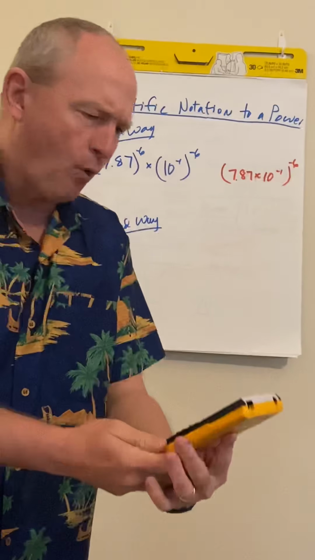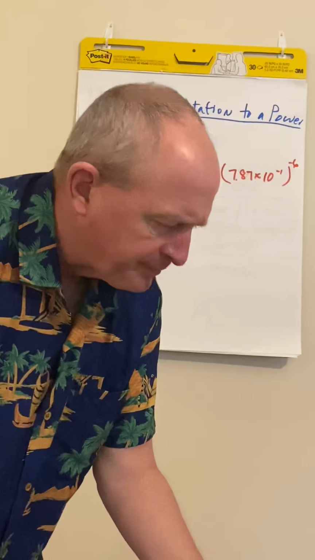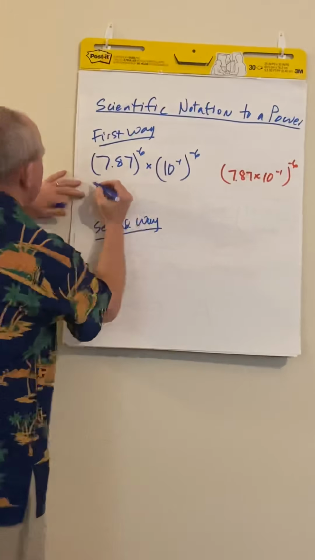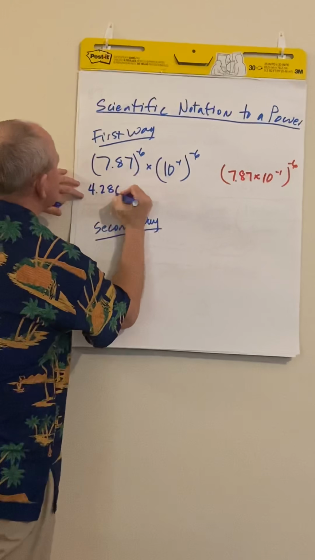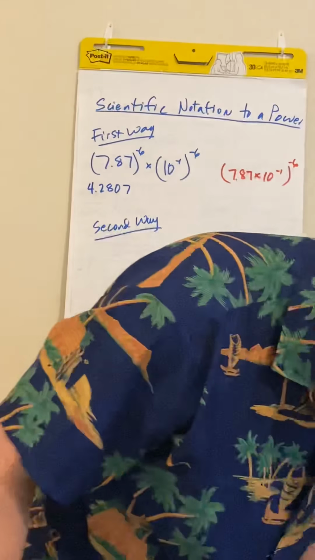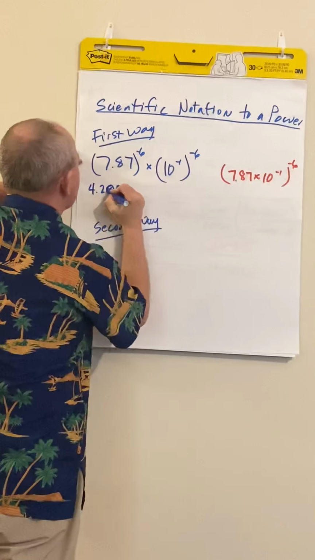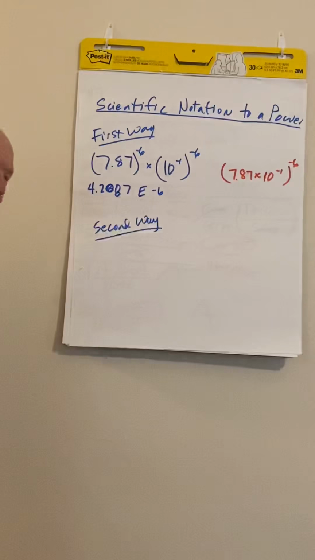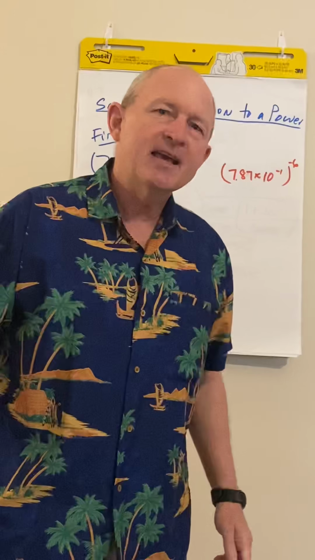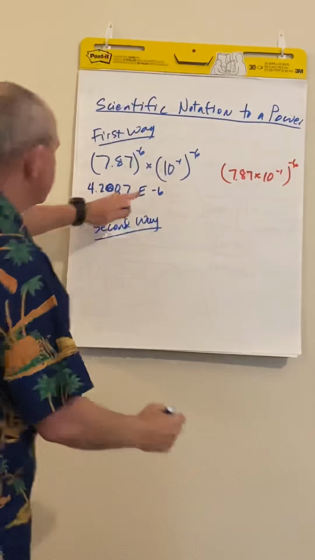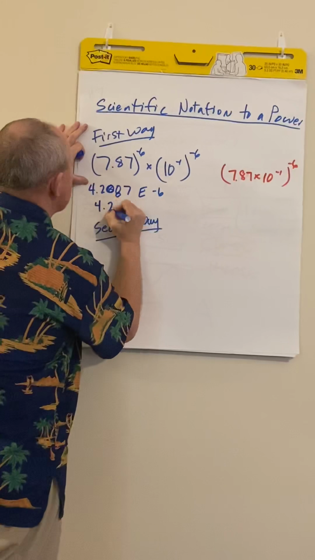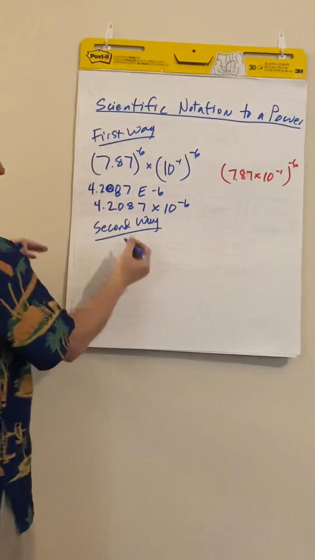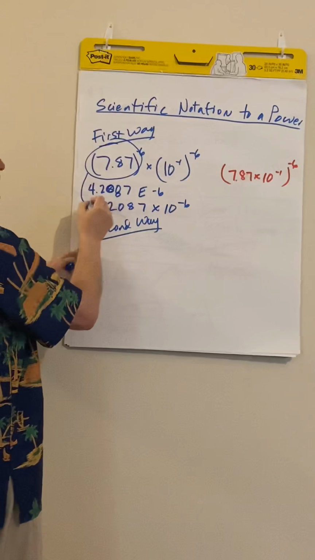And I'm going to get something that's going to be foreign to me. 7.87 to the -6. And I get this, my calculator says 4.2087, blah, blah, blah, and it has an E -6. That's how the calculator says scientific notation. This is the same thing as 4.2087 times 10 to the -6.